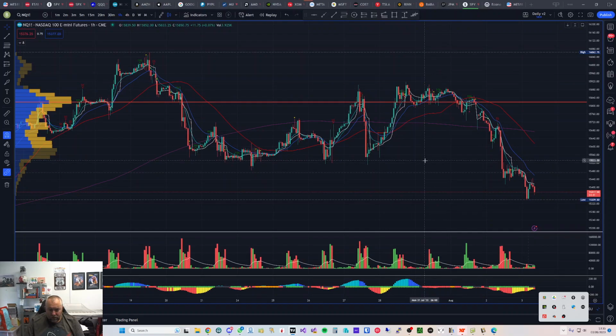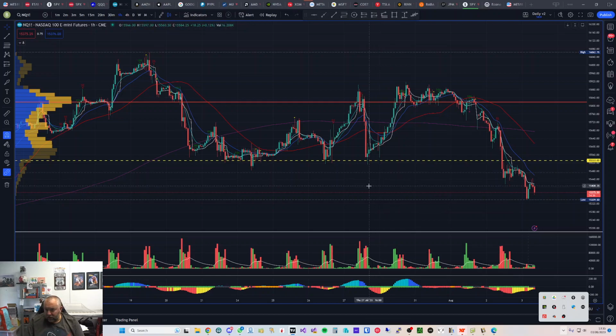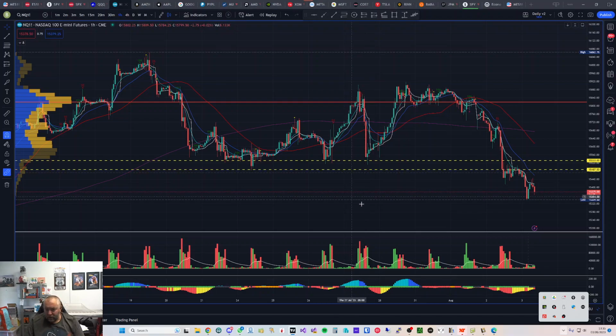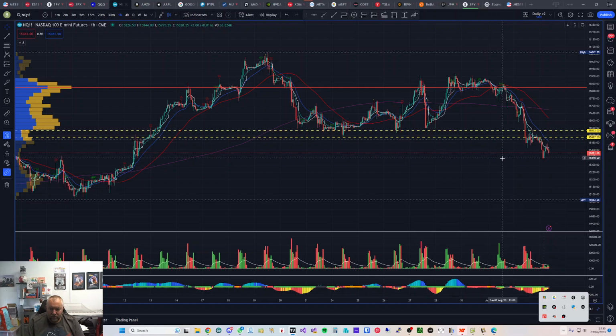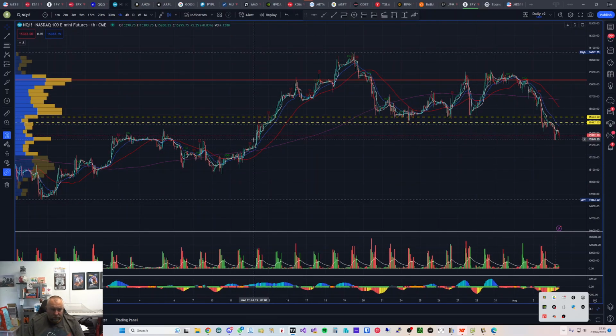So we've got this nice defined area here. What's that? That's 15,533, and then possibly that bit, that area there. So that works out just right there, and 15,488 as possible rejection areas, and for a bounce I would say about there.